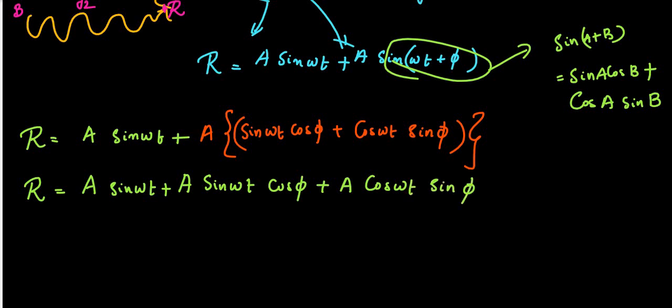Here I am expanding this term similar to sin(A plus B), that is sin A cos B plus cos A sin B. For better understanding, let me write here: A is omega t and B is phi. So while expanding, we will get sin omega t cos phi plus cos omega t sin phi. Multiplying throughout with a, we'll get a new equation.